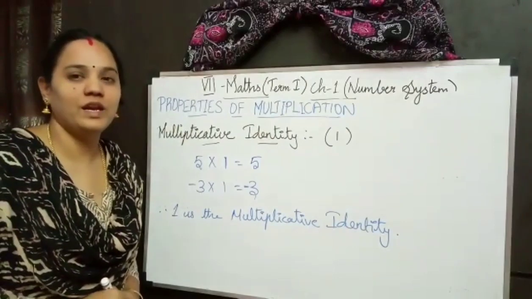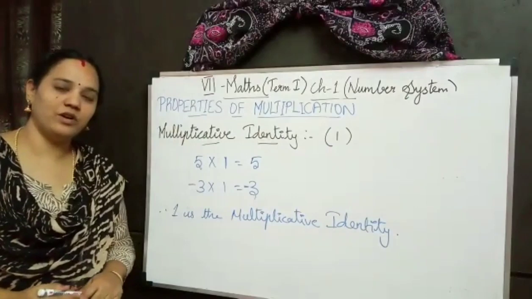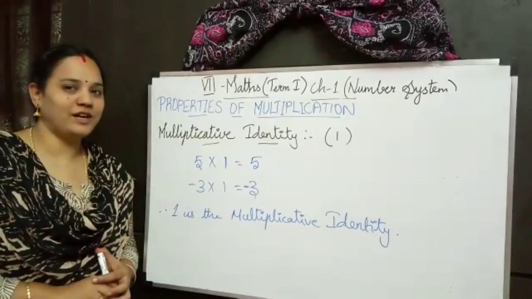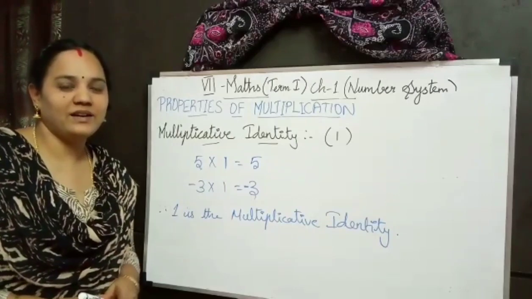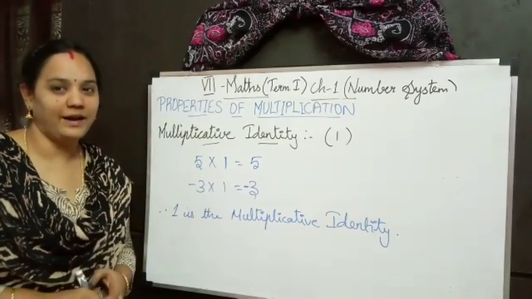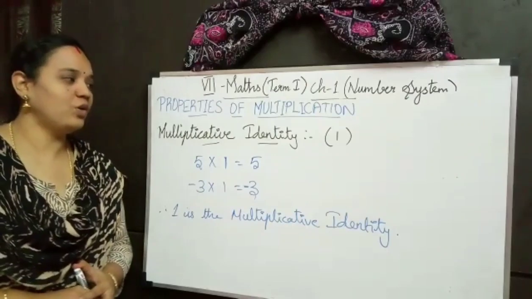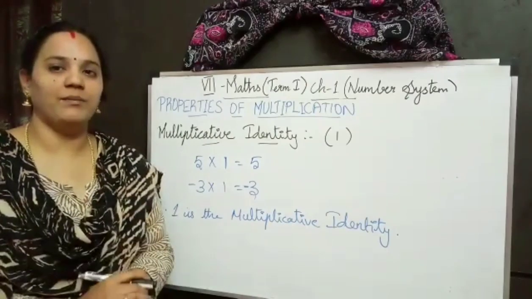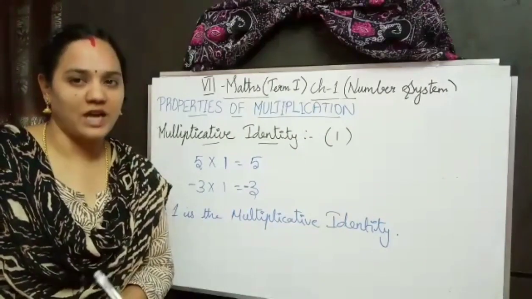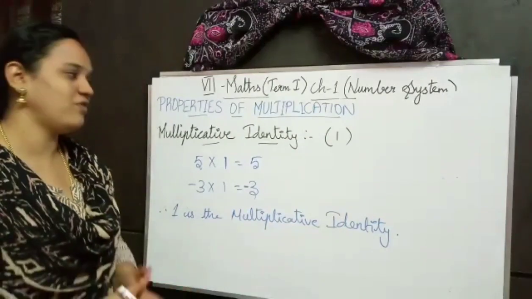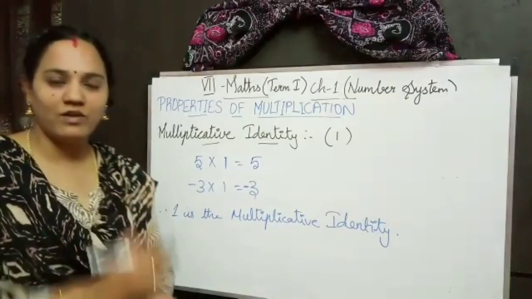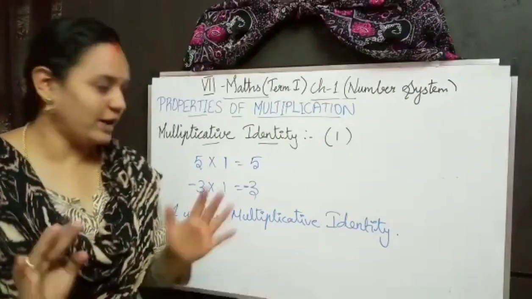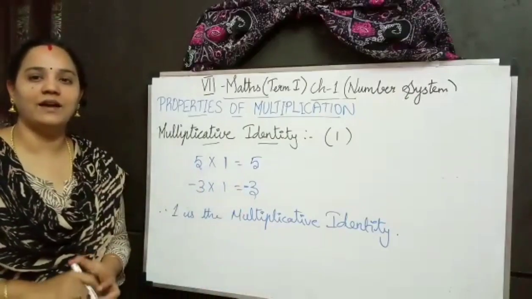Already we know the meaning for the word identity. What is the meaning for identity? I explained you already in properties of addition, right? Identity means adayalam, I told you already. While doing addition, if we are adding any number to the given number, that identity should not change. The same thing here also: if we are multiplying any number to the given number, the identity of that number should not change. For example, here the multiplicative identity is 1.